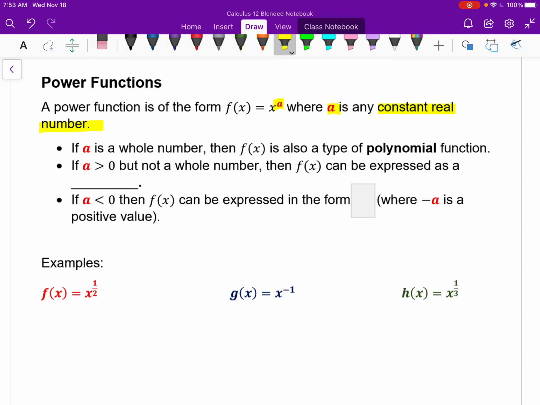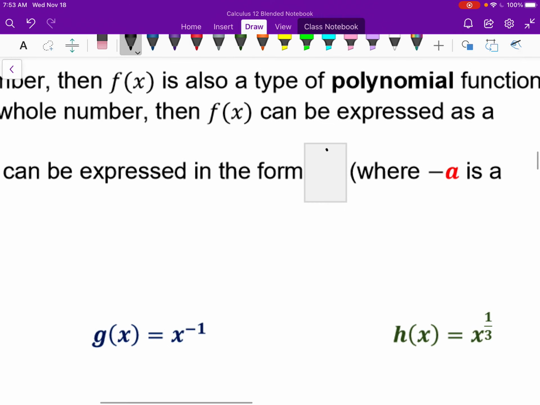However, as it says for this first point, if a is a whole number, then this is also an example of a polynomial. If a is greater than 0, but not a whole number, like a half or 2/3 or 3/2, it can always be expressed as a radical. If a is less than 0, if you have a negative power, then it can always be expressed in the form 1 over x to the negative a.